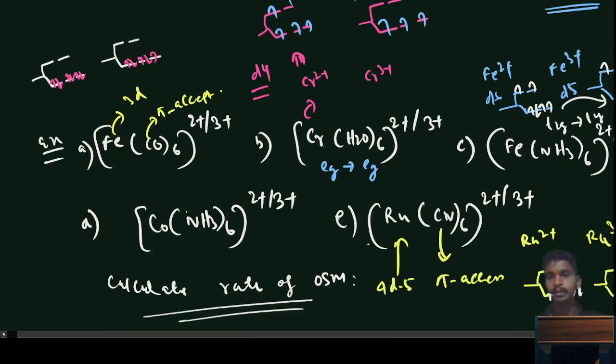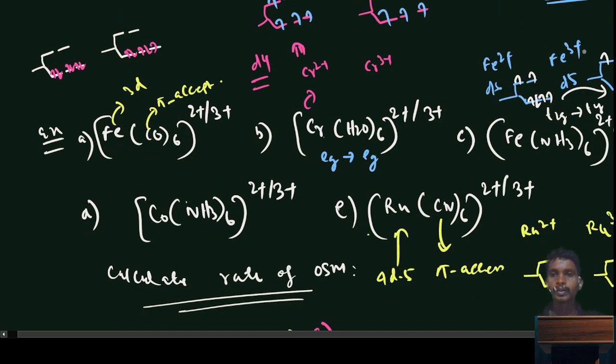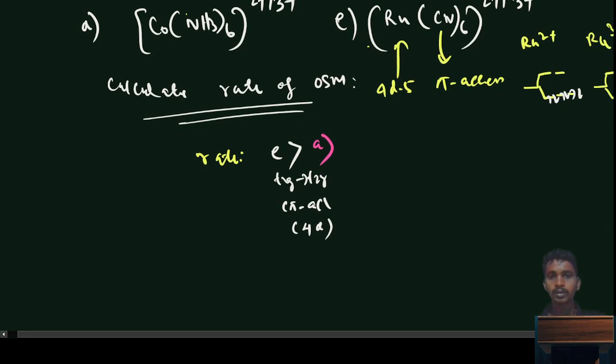For this case, because from labile to inert and both are half filled, then we will go for T2G. If this is half filled and this is unfilled, then we will transfer to this, because now both are half filled, so we will transfer to here. So from labile to inert, we will transfer from here to here. So that is T2G to T2G.